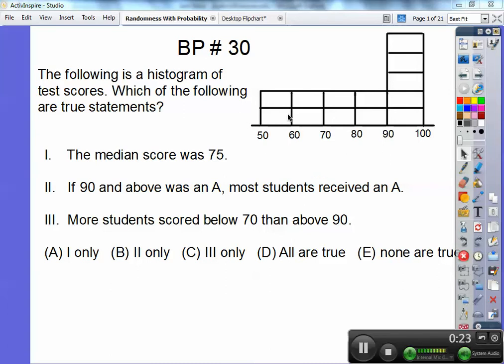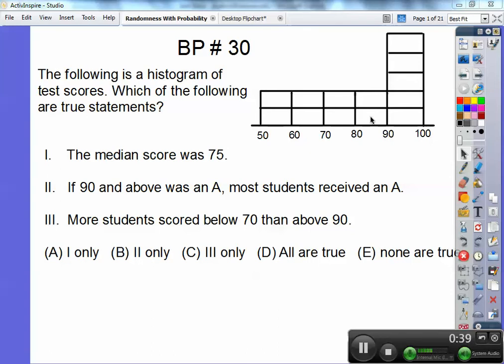Okay, so if you count how many scores there are in here, I count 13 little boxes. So the median would cut it in half, so it would be about the seventh one. So here's 2, 4, 6. So the seventh one's over here. The median's probably 85, so it's not choice one.